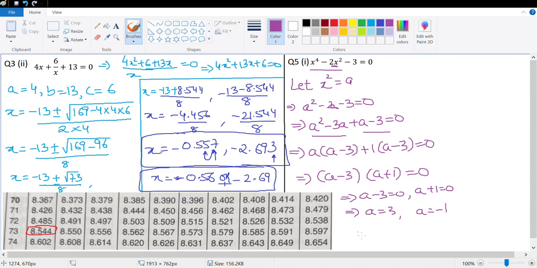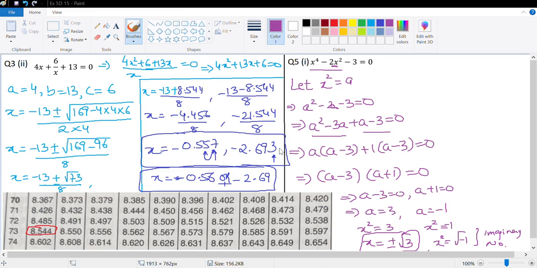Now a is x square, which means x square is equal to 3, or x square is equal to negative 1. So x is equal to plus minus root 3, or x square is equal to minus 1. Sorry, why did I write 1? This is a is equal to minus 1, which means x square is equal to minus 1. So x would be the root of minus 1, which is an imaginary number, right? So we will reject that solution, and the answer is x is equal to plus minus root 3. Good, let's look at the next one.